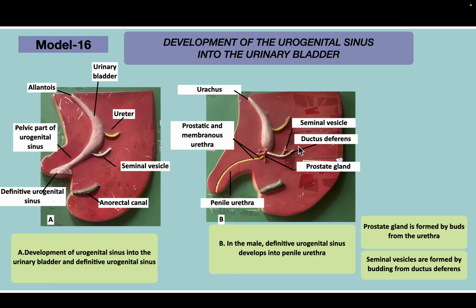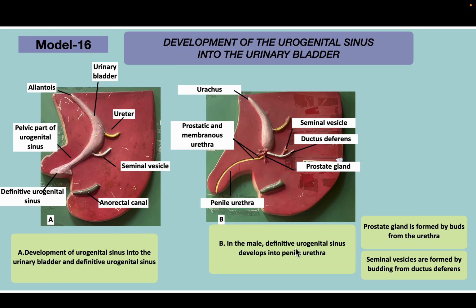In this model, further growth is happening. So prostatic and membranous urethra is formed, the penile urethra is visible, seminal vesicle, ductus deferens and prostate gland you can see here. So this is now urachus because this allantois is obliterated. Now in this model the development of the urogenital sinus into the urinary bladder and the definitive urogenital sinus.